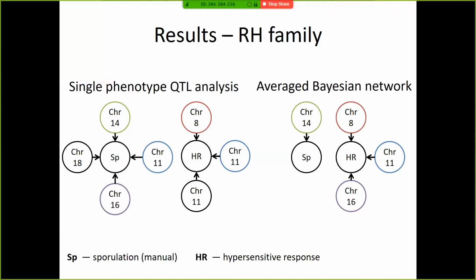And the SNPs generally found are on the same chromosome, so the QTL are similar. However, the main difference is that in the single phenotype QTL analysis, the sporulation trait had many more QTL found for it than in the Bayesian network.